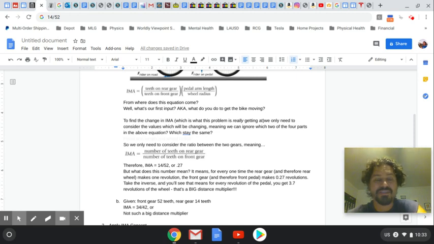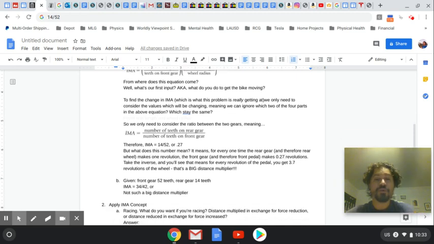This is why bikes get us so far so fast without our feet doing a whole lot of movement, and why they're such efficient machines. Pretty amazing things. Okay, so there we go. That's a big distance multiplier. You do have to push pretty hard, though. Think about being in a high gear on a bicycle. You really got to push hard to get that pedal to go around.